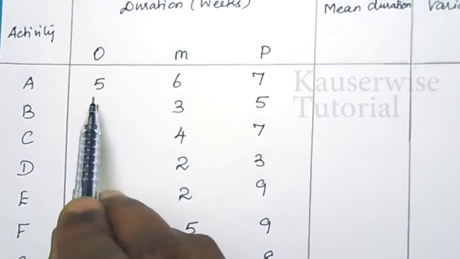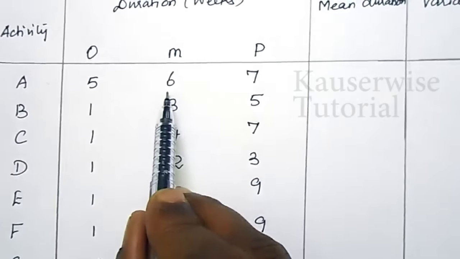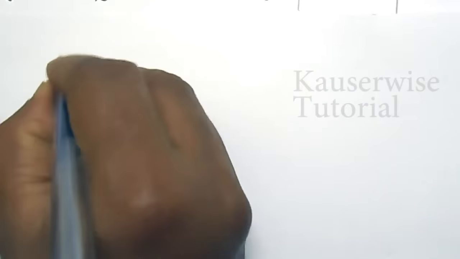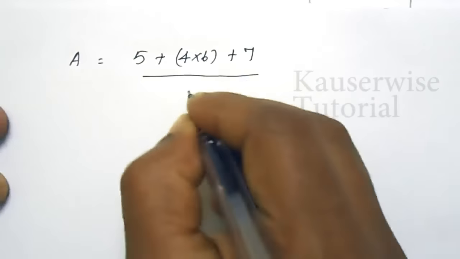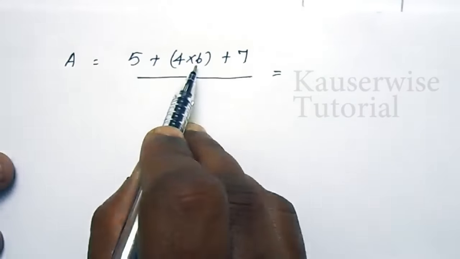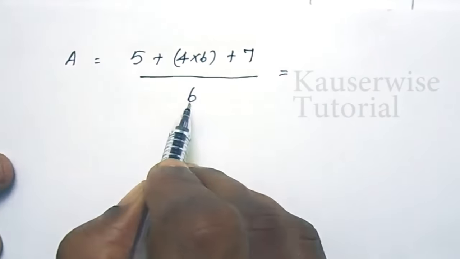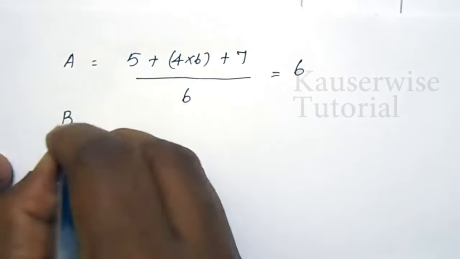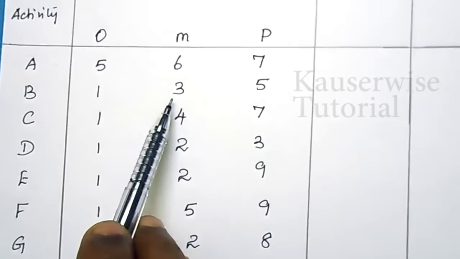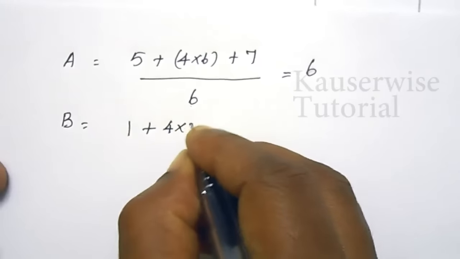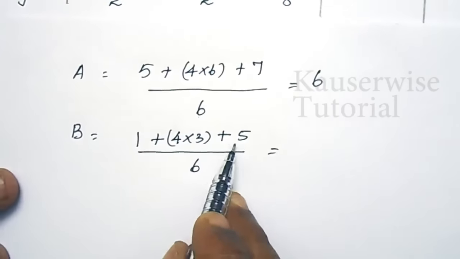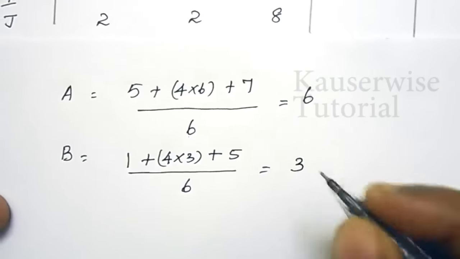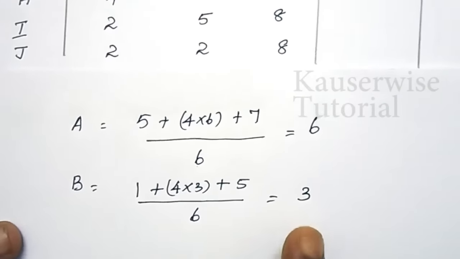For the first activity A, 5 plus 4 times 6 plus 7, divided by 6. 5 plus 6 into 4, 24. So 5 plus 24 plus 7 divided by 6 is equal to 6. At the same time for activity B, 1 plus 4 into 3 plus 5 divided by 6, which is 1 plus 12 plus 5 divided by 6. Answer is 3. In the same way, we need to find the mean duration for each and every activity.